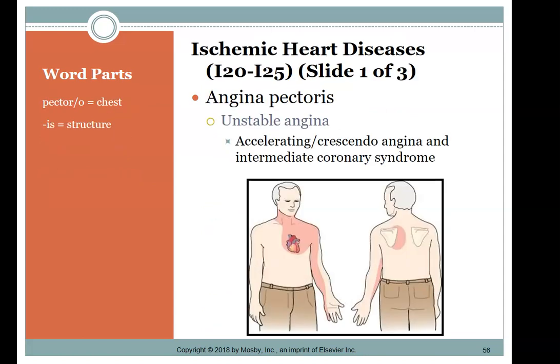Ischemic heart disease, angina pectoris. That is paroxysmal chest pain or discomfort occurring when the heart does not receive enough oxygen, and it's usually when the heart is accelerated. Unstable angina is a sudden chest pain that occurs regardless of activity and is indicative of a complete blockage of a coronary artery. Your word parts: pectoro equals chest, and is structure.